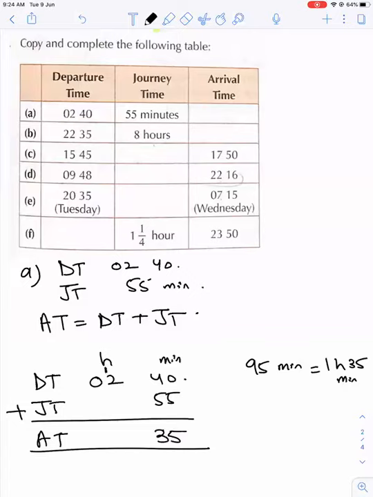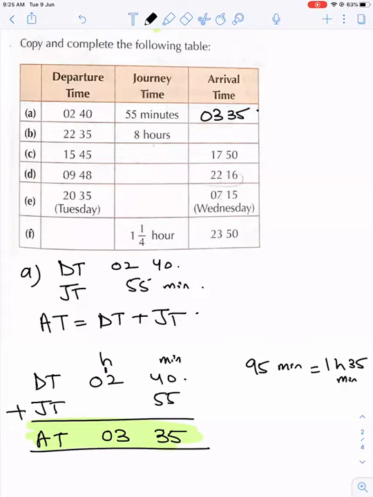Now you already had 2 hours here. 1 added to 2 gives you 3. So it will be 3 hours and 35 minutes. So the answer for arrival time will be 3 hours and 35 minutes. So I'm writing it down here, 3 hours, 35 minutes.